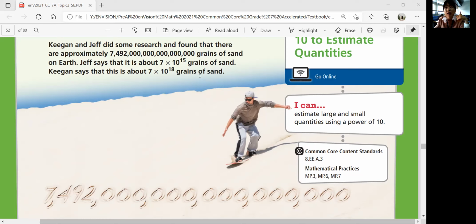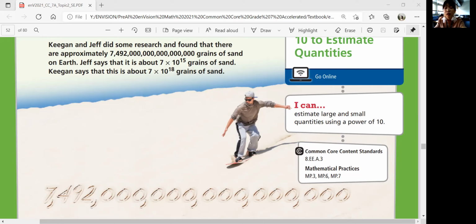And Keegan says 18th. Why would he have thought 18th power of 10? Maybe he's talking about digits, right? Not just zeros. That's the 15th digit, 16th, 17th, 18th digit, right? So who do you think is right? Who do you think has an error? Or do you think both of them are right or wrong?